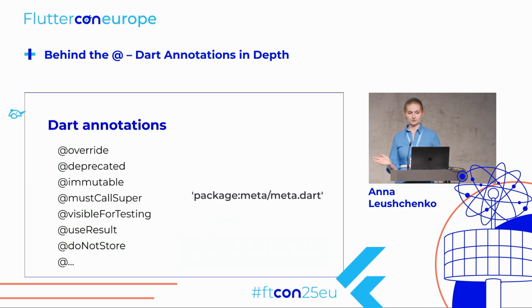So this list is not exhaustive, and you can find even more available annotations in the meta package. It even still contains the required annotation, which we used on named parameters before it became a language keyword.